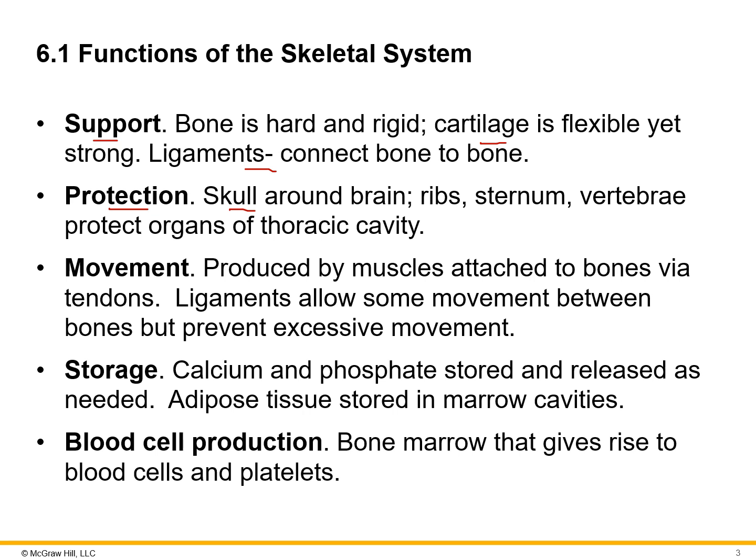We need, of course, the skeletal system to be able to move based on those muscles that attached, again, using those tendons. But bones also store, especially calcium and phosphate. So we think about like osteoporosis and bone health. So we can use them to store up these molecules. And also adipose tissue is stored in the marrow cavities as well. And then also blood cell production. So probably these last two you may not have quite instinctively went with, but storage and blood cell production definitely important parts. So our bone marrow is important to giving rise to those blood cells and platelets.